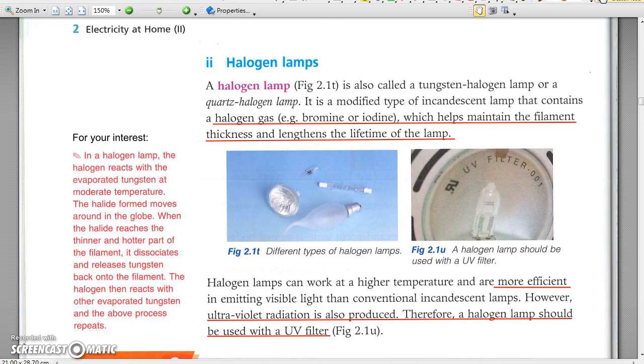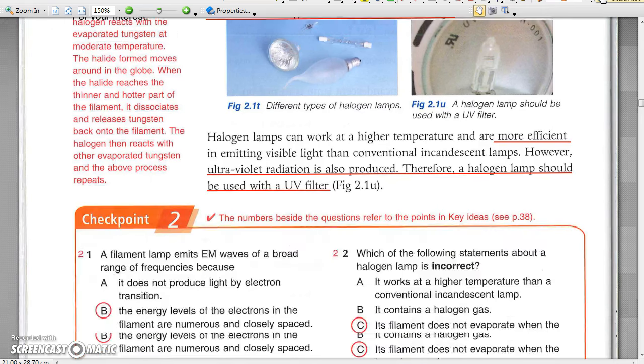However, UV light is often emitted, and so a UV filter is necessary. Do checkpoint 2 below.